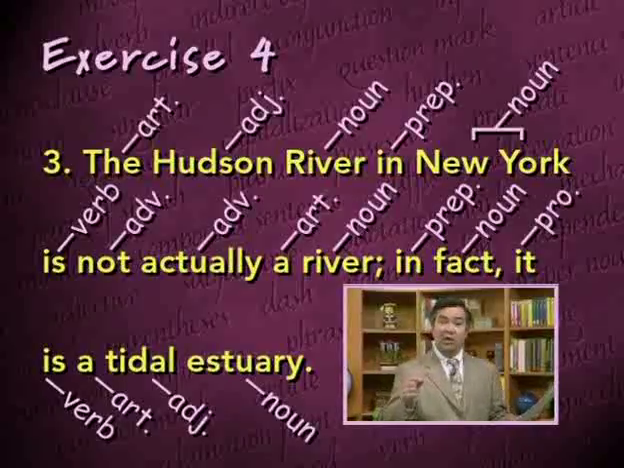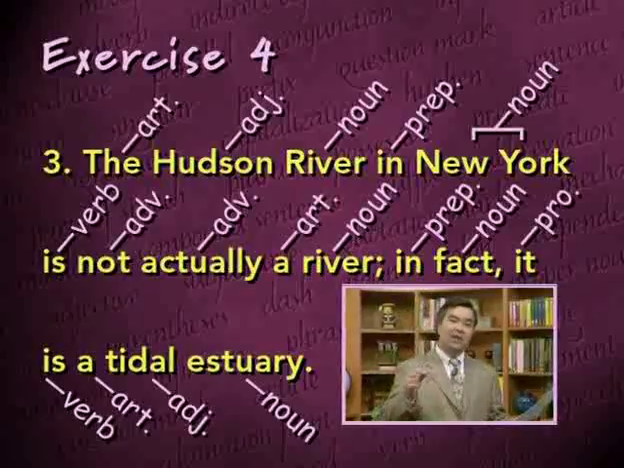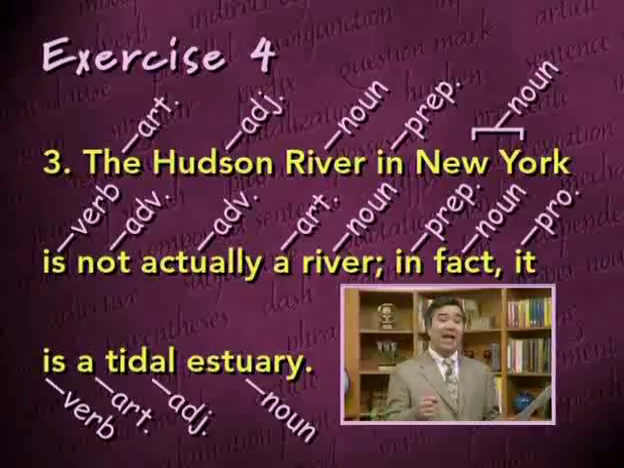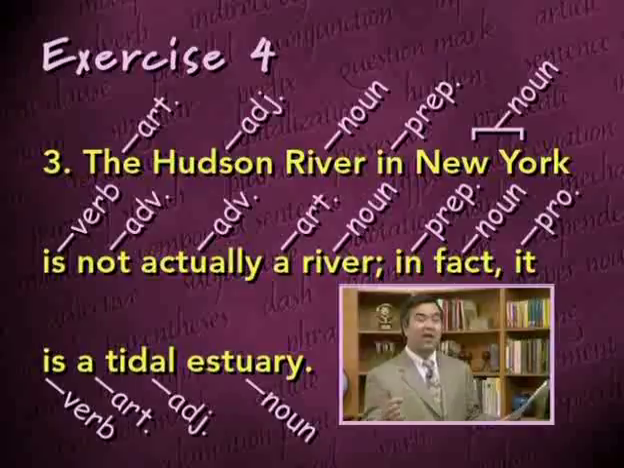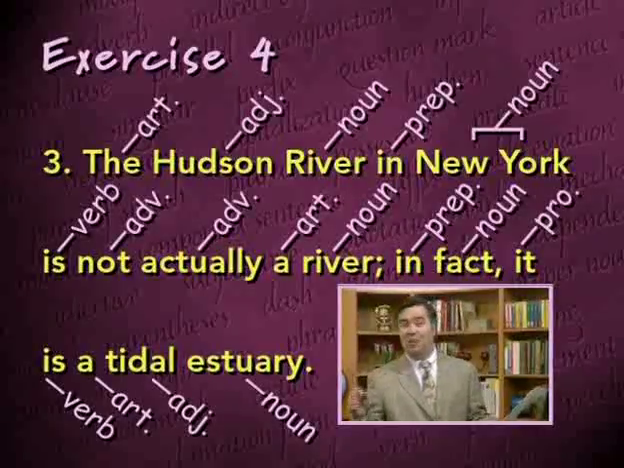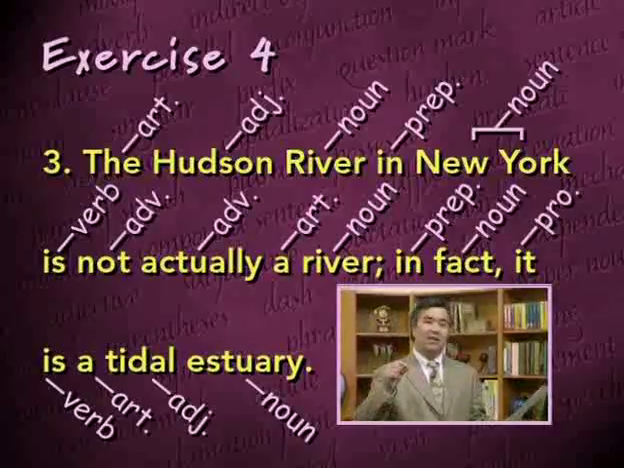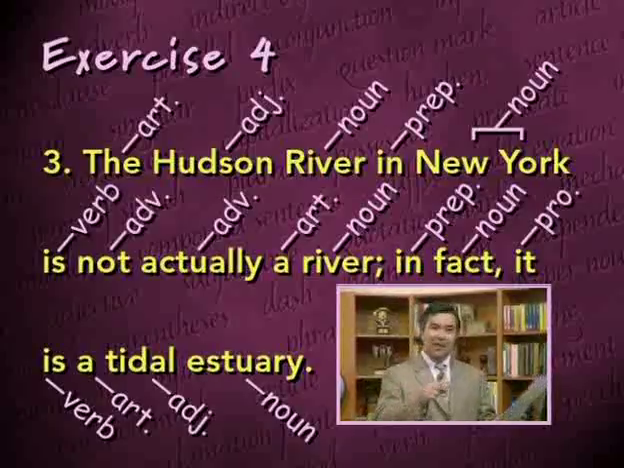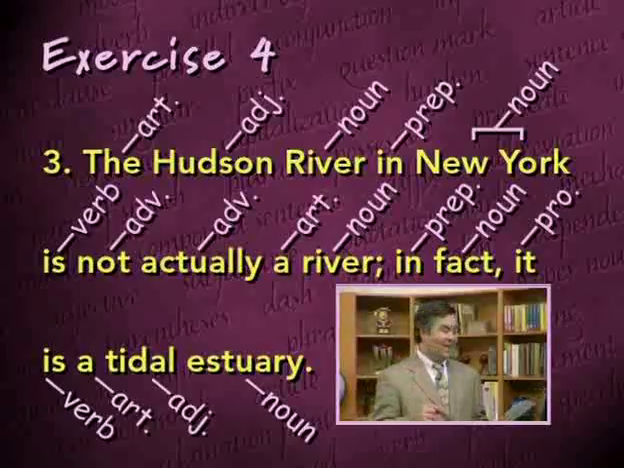It's a difficult word, so perhaps you don't know that word, but you can tell from the way it's used in this sentence that it must be a noun. For example, it's introduced by an article. So even if you never saw the word estuary before, you can tell it's a noun because the sentence refers to a tidal estuary. And you only put an article in front of a noun. And tidal is an adjective because it tells what kind of estuary. So that's how we would identify the various words in this sentence.